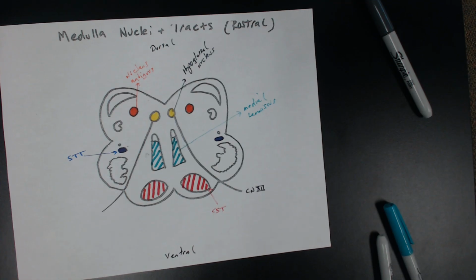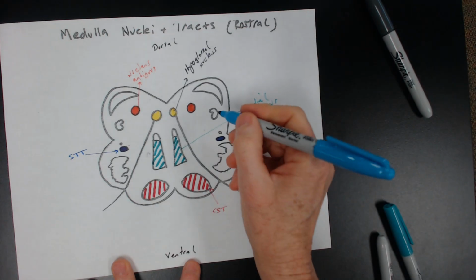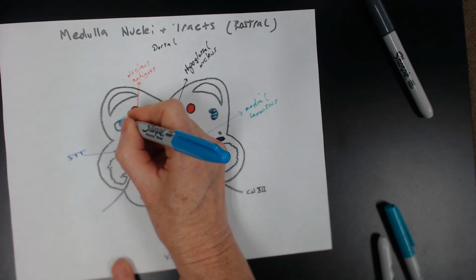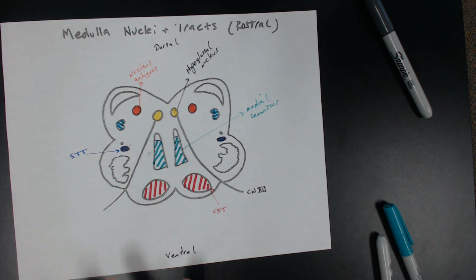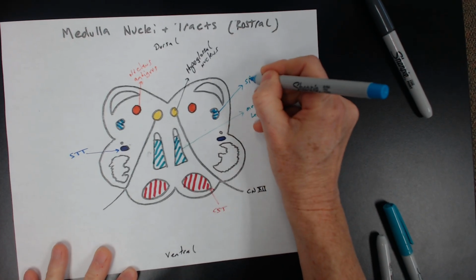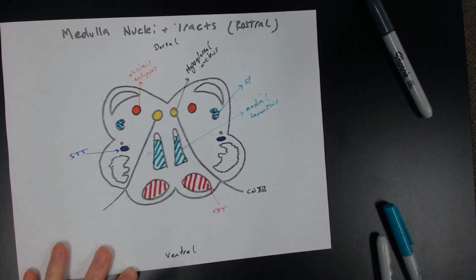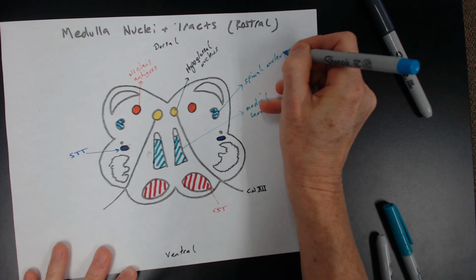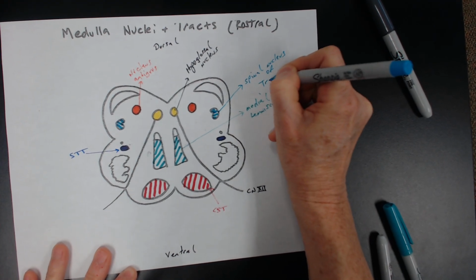And then there's this, present bilaterally. There's this kidney bean shaped structure. This is going to represent your spinal nucleus of trigeminal. Main sensory, and the spinal is that big projection that comes down. So that's your spinal nucleus of trigeminal.